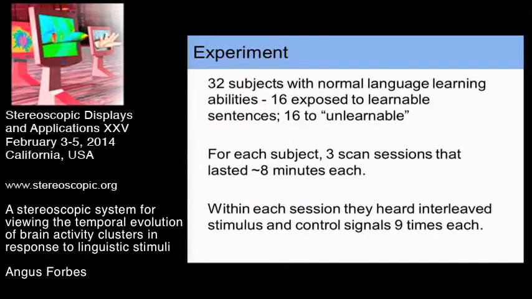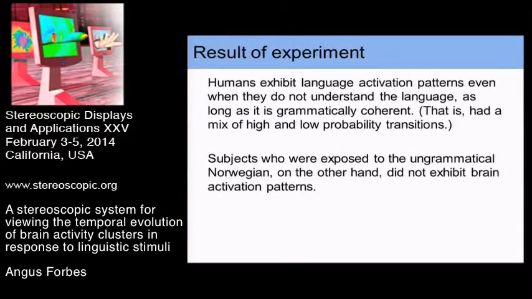So they took 32 subjects with normal language learning abilities. 16 were exposed to the learnable sentences, and 16 were exposed to these ungrammatical, unlearnable sentences. And for each subject, there were 3 scan sessions that lasted 8 minutes each with a 5-minute break in between. And within each session, they heard interleaved stimulus, so lots of different Norwegian sentences, interspersed with a short break of something, I can't remember what it was, but it wasn't Norwegian. It was maybe English or maybe some music. And again, the interesting thing is that humans exhibit these language activation patterns even when they don't understand the language.